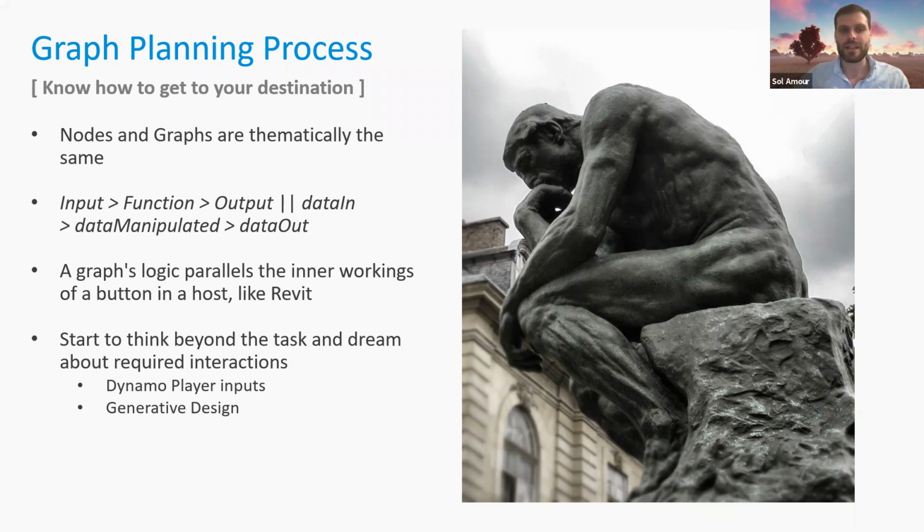And so if you start to think beyond the task and dream about required interactions, it also helps you frame how you're going to start building that graph and how you're going to plan for that graph too. So if you want to have the end result of your graph being an output in Dynamo Player, there might be different interventions you make when you build that graph compared to running it inside of Dynamo itself. So things like feedback loops, when information comes back, how you inform the end user of what you're trying to achieve. These are all salient points when it comes to figuring out how to effectively build your graph, and ditto for things like generative design.